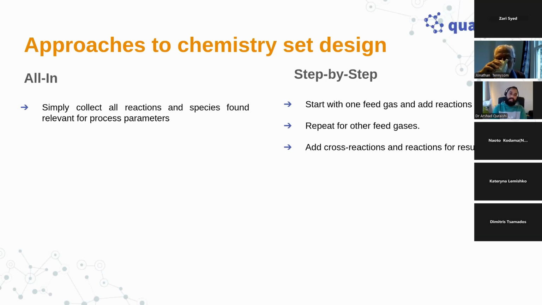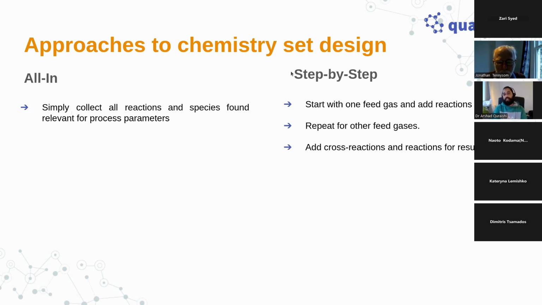Setting up the plasma chemistry is one of the crucial steps for any plasma modeling. So QDB offers a very efficient way of setting up the chemistry, and there are two methods basically. The first method is referred to as all-in, and the second method is referred to as step-by-step. In the first method, you can simply create all the reactions and species found relevant. The advantage of this method is that it is very fast, and the downside would be it's hard to identify problematic reactions, or the missing ones, or the duplicate ones. This is suitable for 1D, 2D, or 3D.